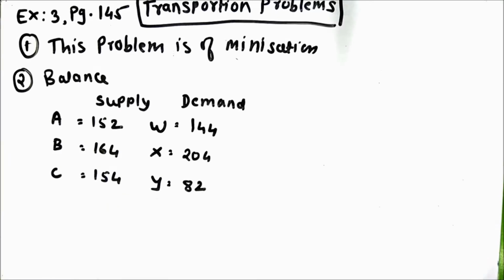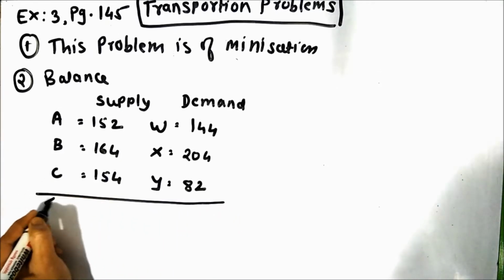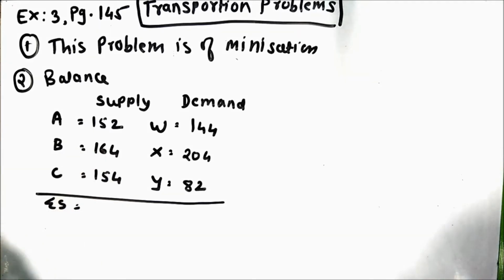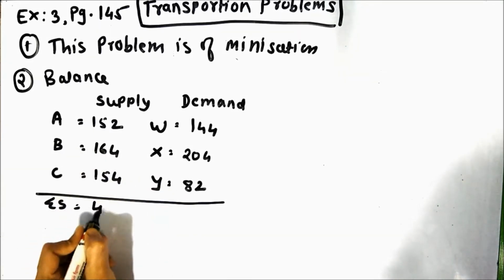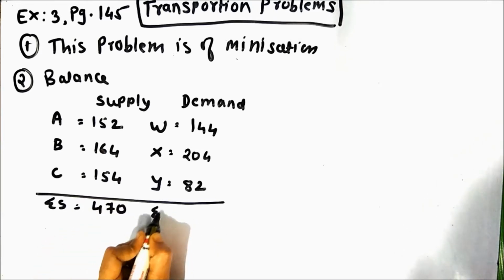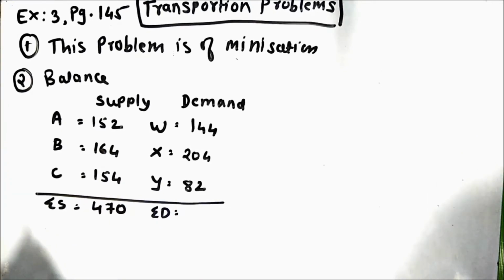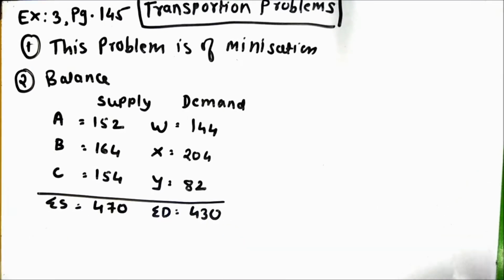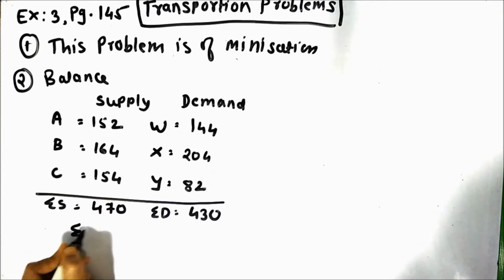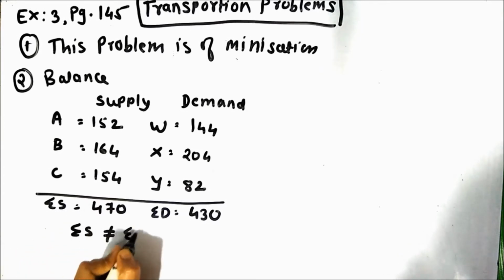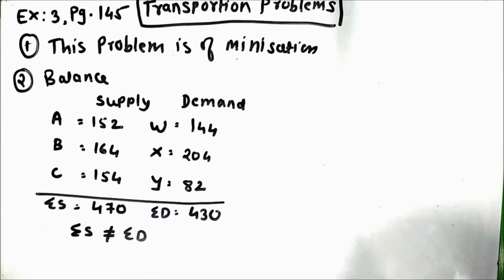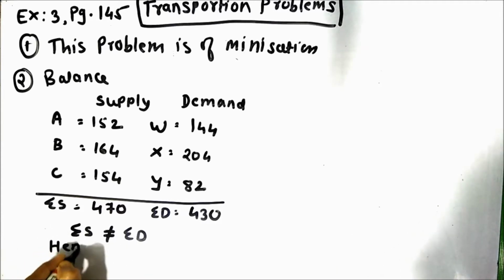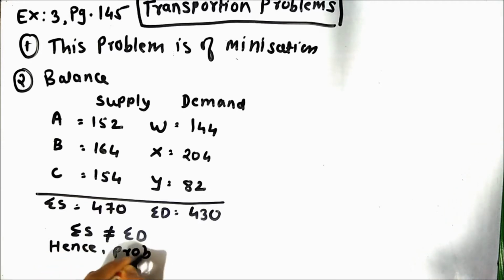Now let me take the balance of both. So my summation of supply is going to be 470, and my summation of demand, which is 144 plus 204 plus 82, is going to be 430. Now here we can see our summation of supply is not equal to summation of demand. Our total supply is not equal to total demand. So hence the problem is unbalanced.